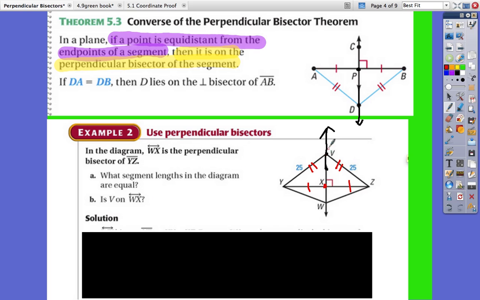It says, is V on WX? V is on WX because we extended it. If you remember, before we extended it, it was like this. But you can always extend your perpendicular bisector, and you will see that V is definitely on the perpendicular bisector.